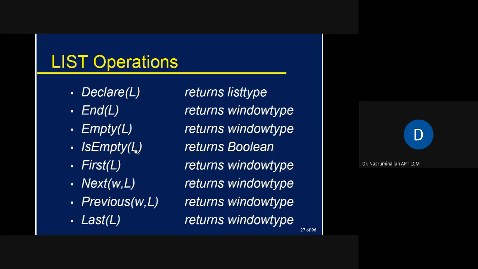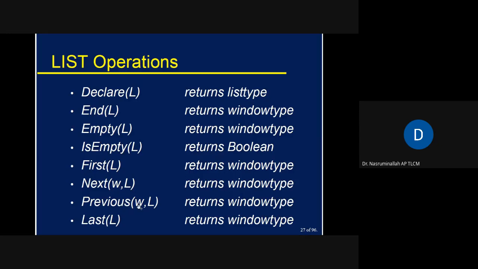isEmpty L is performed to check whether the list L is empty or not. It returns a Boolean value representing true or false. If the list is empty, it will return true. If it's not empty, if there is any element in the list, then it will return false. First L will return a window location of the first element in the list. Next of the existing position W in the list will return a window location which will be W plus 1, you can say, which will be the next location with reference to the existing W location.